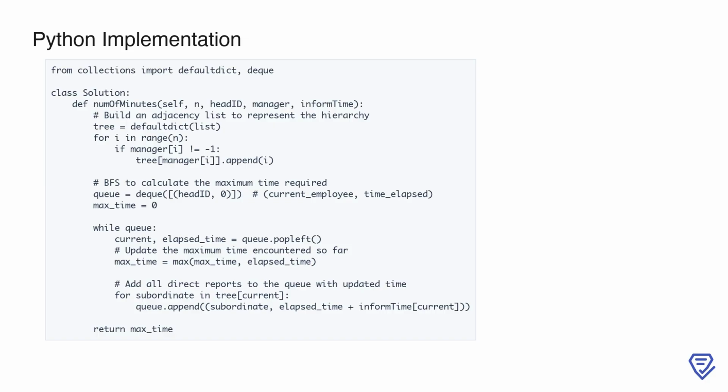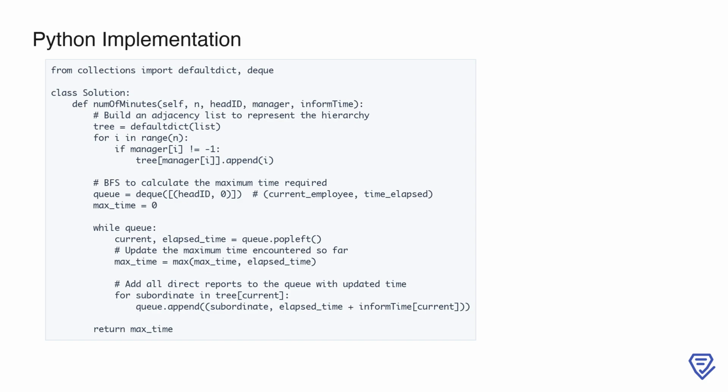The algorithm starts by constructing a tree-like structure using an adjacency list. The tree dictionary maps each manager to a list of their direct subordinates. This is achieved by iterating through the manager array. If an employee has a manager, not -1, they are added to that manager's list of subordinates in the tree.